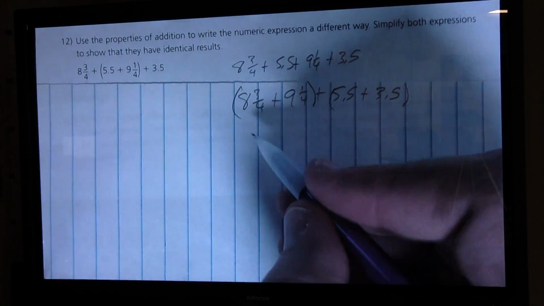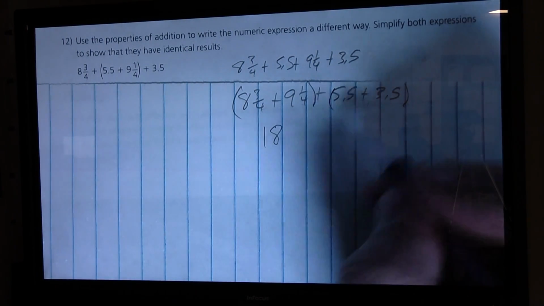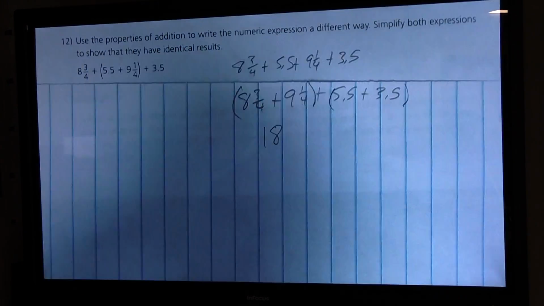So 10 plus 8 is 18. So I've got 18 here. Now, I'm not going to say 18 plus 5 1/2 or 5 5/10. I'm going to say 5 5/10 plus 3 5/10.